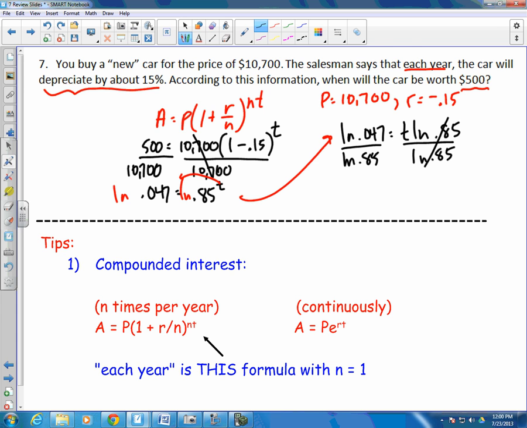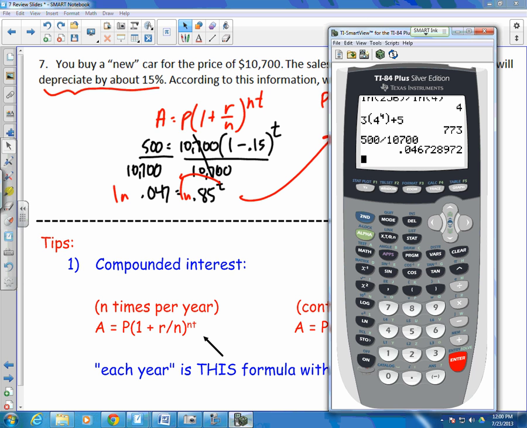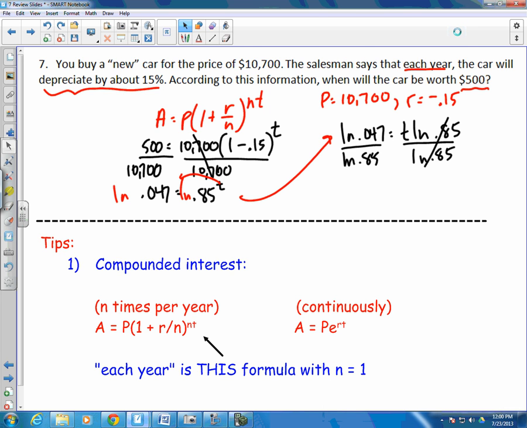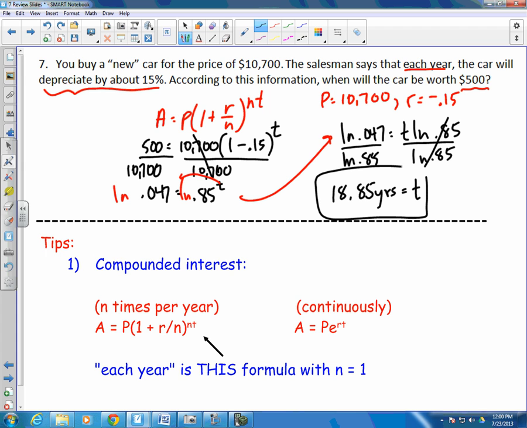I should get t. So it's going to be the ln of that answer I just got. I'm just going to grab it, it's going to make it a little easier. Divided by the ln, and don't forget to type ln, you've got to type it twice, the ln of 0.85. So the question is, when will it be worth $500? After about 18.85 years. So that would be your answer there.